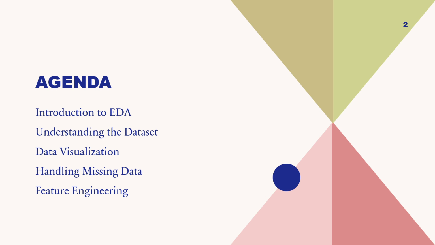We'll start by understanding our data set. Then we'll be performing some data visualization. And then we'll learn how to handle missing data present in our data set. After that, we'll be performing feature engineering on our data set. So let's start.